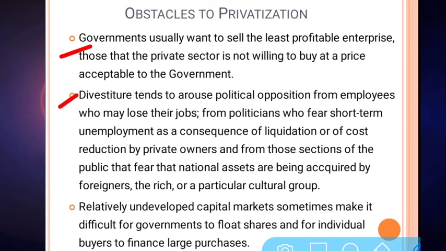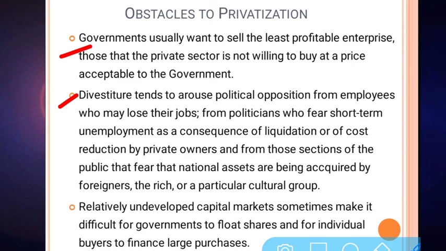The second is that generally divestiture, that is disinvestment, tends to face political opposition from employees as well as some political parties. The employees have fear that they will lose their jobs after the transfer of ownership, because in a government organization they have assurance that their job will not be lost. In a private organization, if they do not perform better, then due to cost cutting and liquidation, cost reduction, the private company may kick them out of the organization and they will lose the job, while certain political parties have their hidden objectives, and due to this they also oppose privatization.